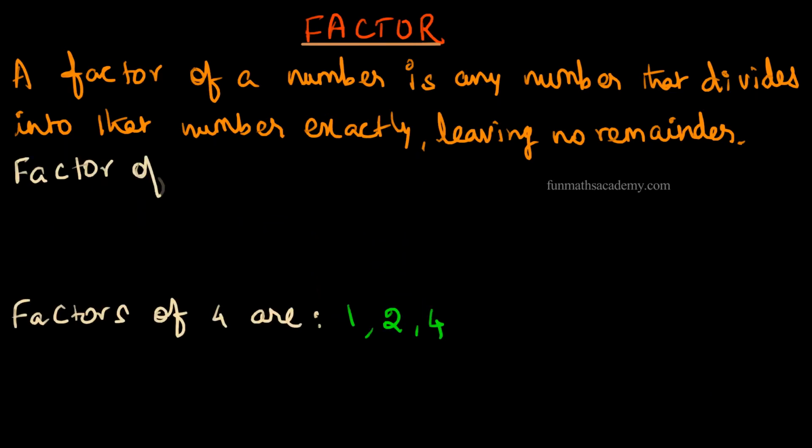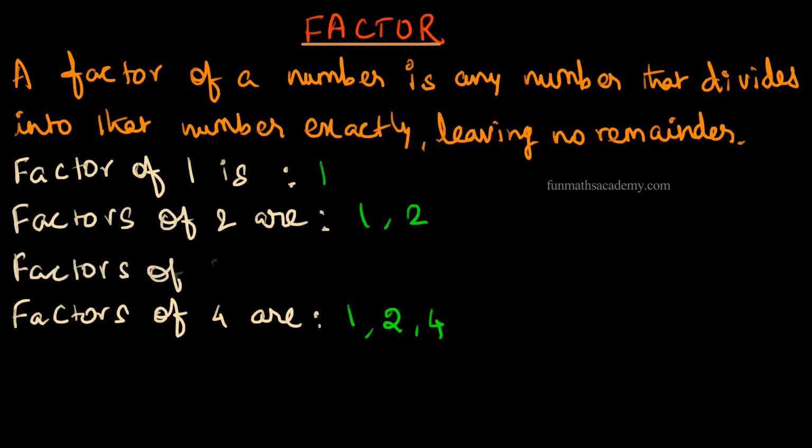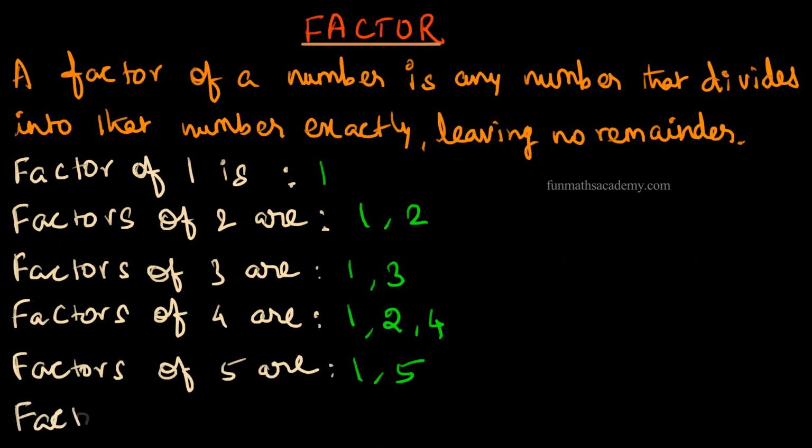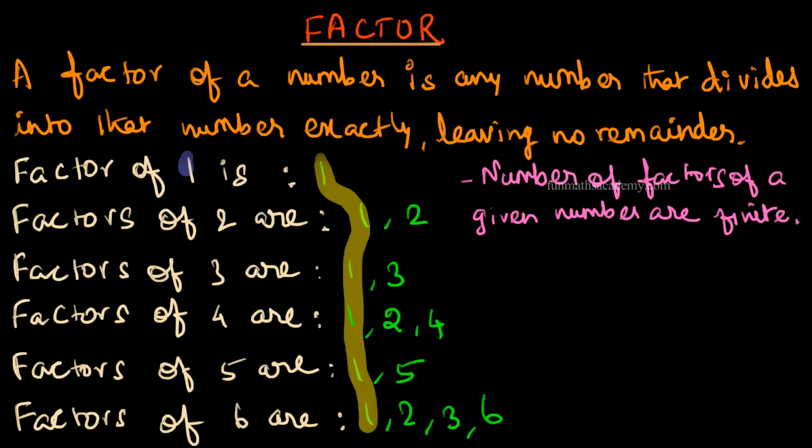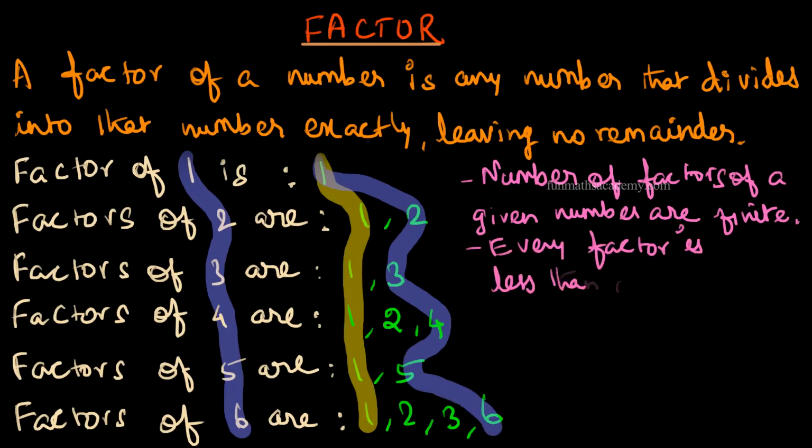Likewise, the factor of 1 is 1. Factors of 2 are 1 and 2. Factors of 3 are 1 and 3. Factors of 5 are 1 and 5. Factors of 6 are 1, 2, 3 and 6. So, from this you can say that a number can have more than one factor and also the number of factors is finite. Also, you would have noticed that 1 is a factor of every number and for a number, one of the factors is the number itself. Factors of a number will be less than or equal to that number.